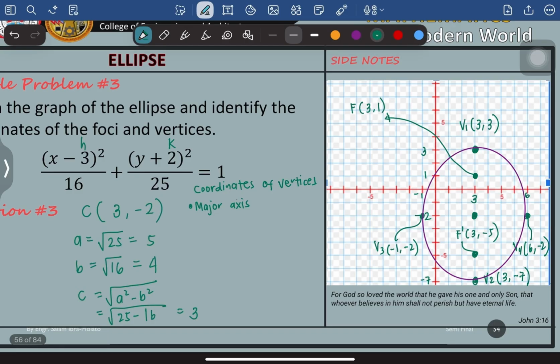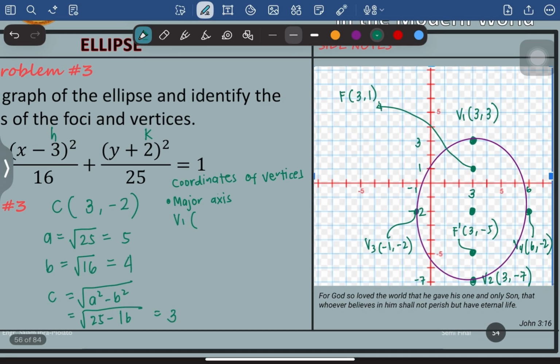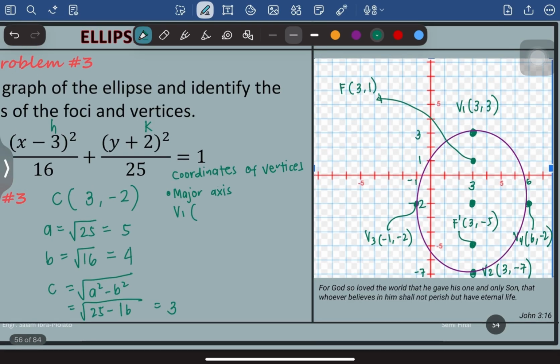So we have V sub 1. So from the center, which is 3, negative 2, plus 5. That's why its coordinate is 3. Then positive 3. Then vertex 2, 3, negative 2 minus 5. So the next vertex is 3, negative 7.